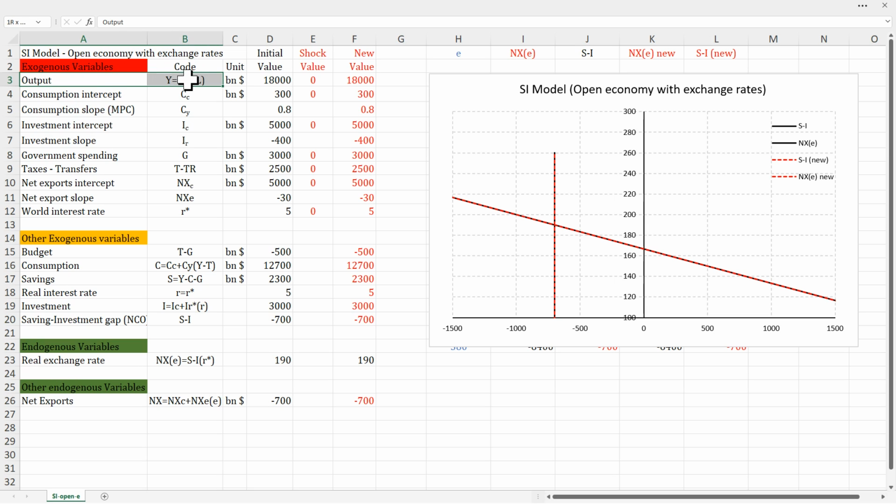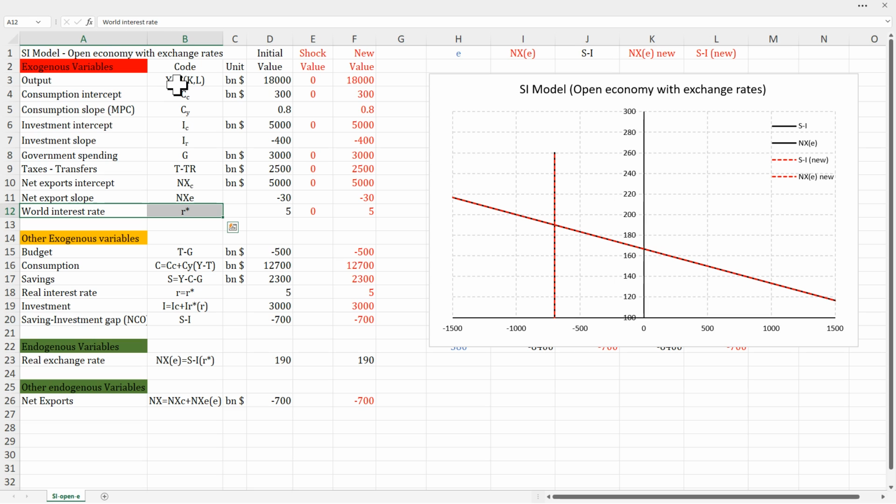So the setup of the model is you have output, total output, or GDP, which is given by the production function, the parameters that define the consumption function, the parameters that define the investment function, the variables of the fiscal policy, so government spending and taxes minus transfers, parameters defining the net exports function, and then the world interest rate represented by R star.